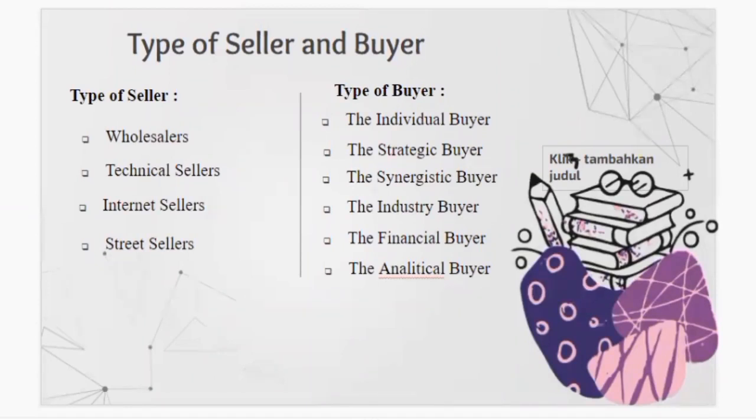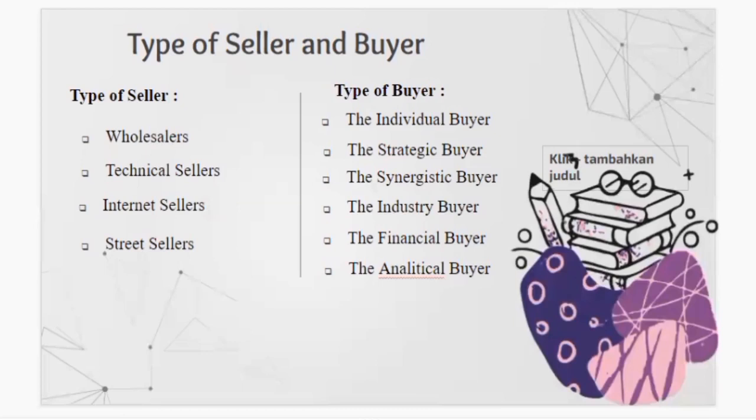In the slide, we can see the types of seller and buyer. The first is the types of seller. Type of seller: 1. Wholesalers, 2. Technical sellers, and 3. Internet sellers, and last but not least is the street seller.